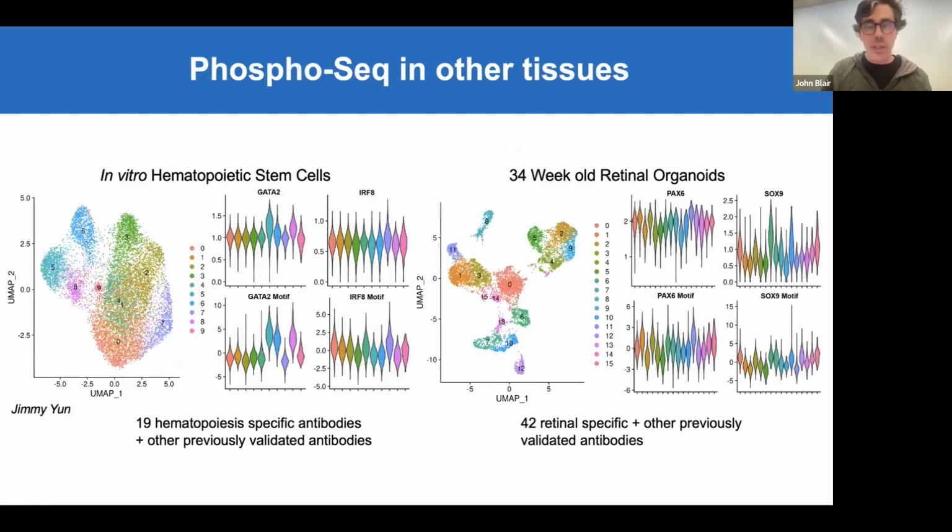Okay. So then finally, just want to show that we can also do Phospho-seq in other tissues. So we can perform it in vitro in hematopoietic stem cells or 34-week retinal organoids. And these experiments were performed with very different antibody panels that we were able to custom conjugate quite quickly. So whatever tissue you're interested in, you could run Phospho-seq.